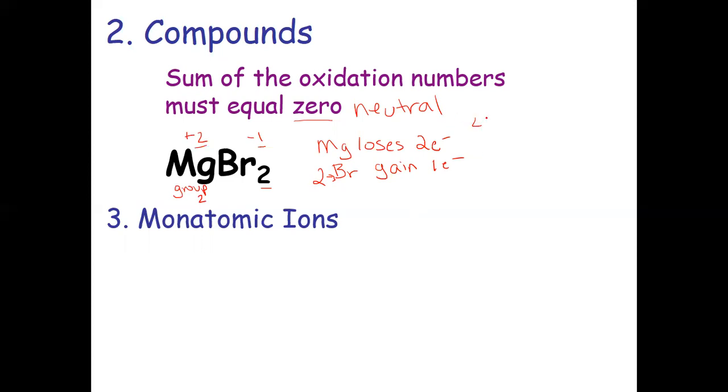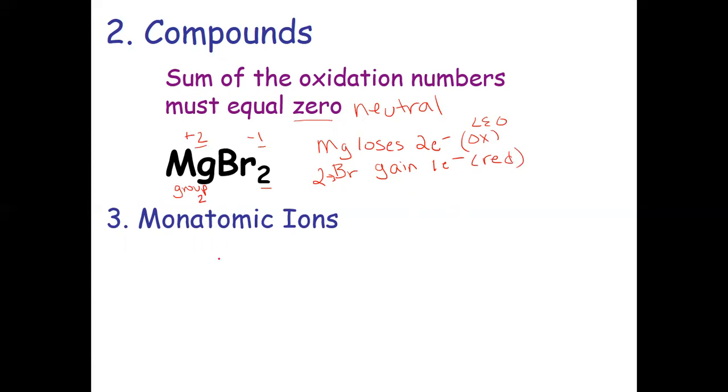And which one? Leo the lion says Ger, right? So which one loses electrons? Magnesium, then we'd say is oxidized, and then gain electrons, Ger, is reduction. So we say that that is going to be reduced.